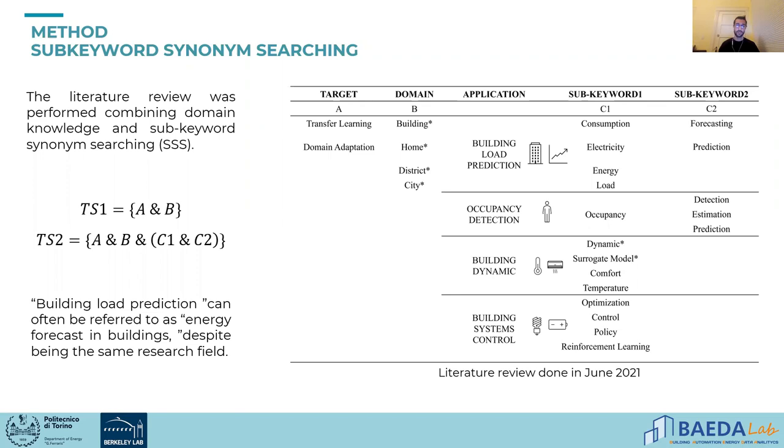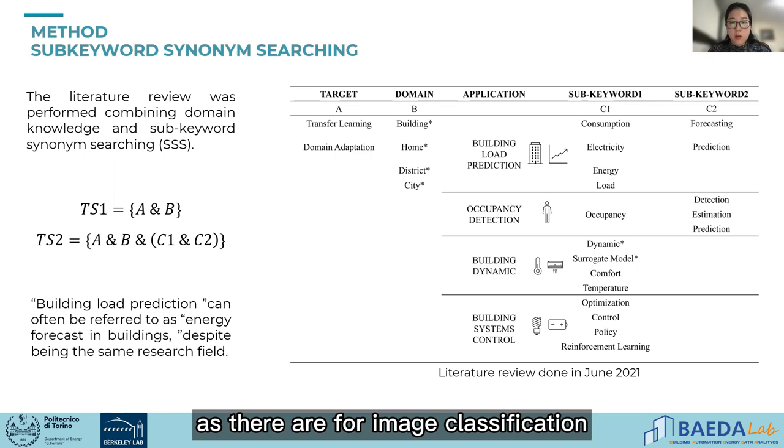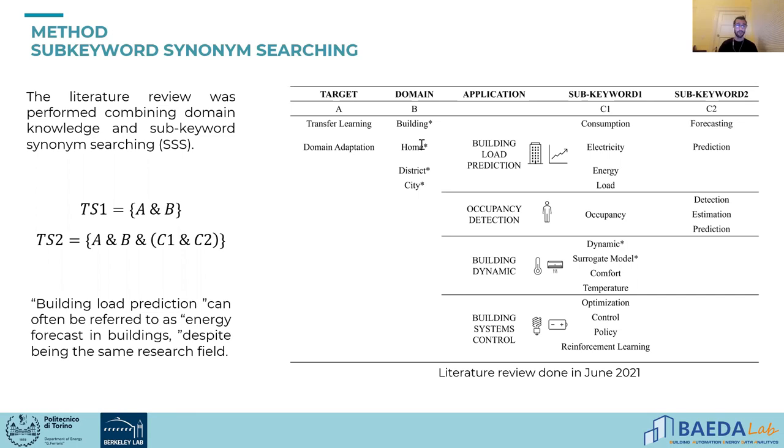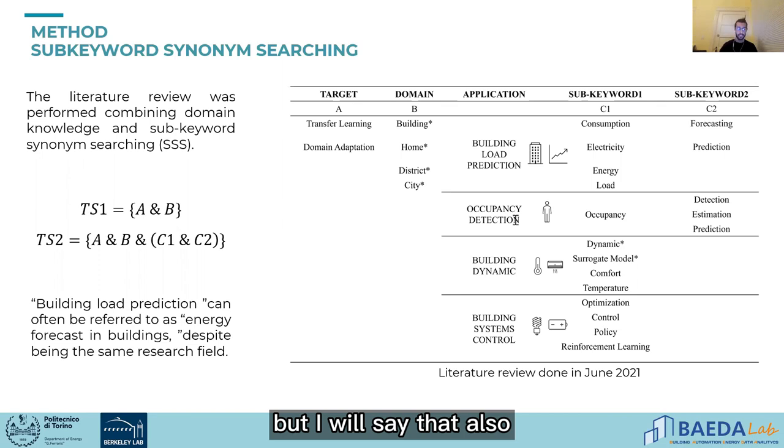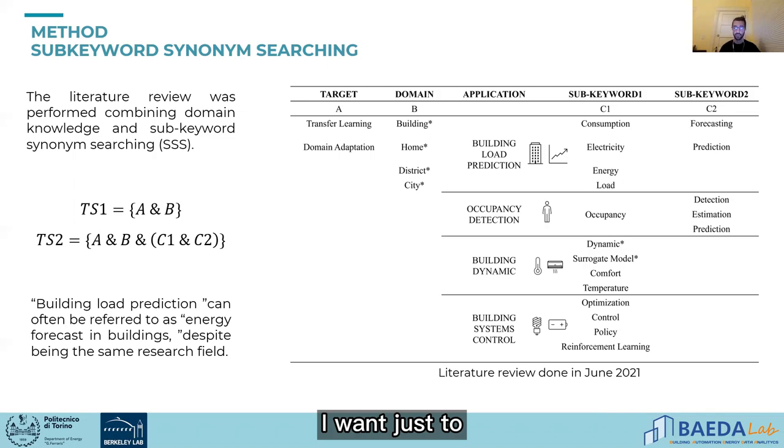Okay, Mr. Patrick asked, are there pre-trained models for regression tasks as there are for image classification? Yeah. For regression tasks, I'm not aware of any specific model, but I would say that the models that are pre-trained for image classification can also be used for regression. For example, I just want to show you the CNN case here.